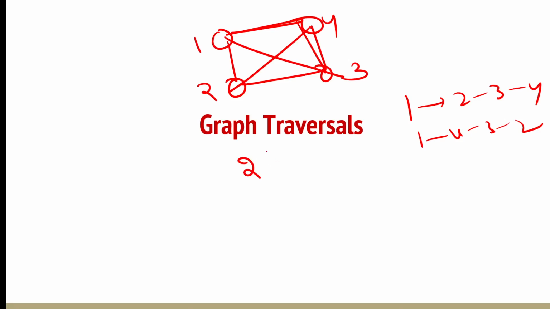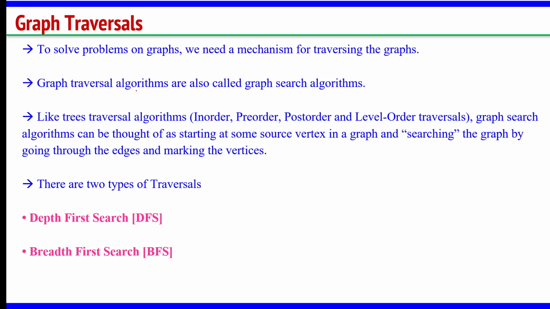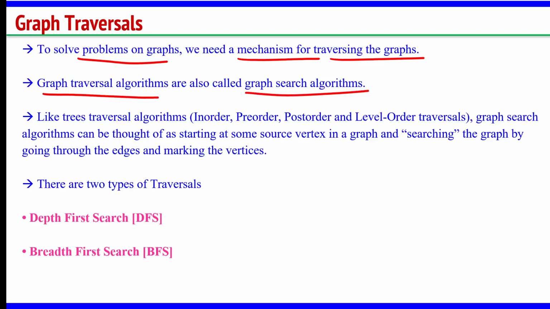So, what are those? Let's study. To solve problems on graph, we need a mechanism for traversing the graphs. Graph traversal algorithms are also called graph search algorithms. Why are we traversing? Because I want to search an element. Only when we need to search an element, we do traversing. Like tree traversal algorithms, these 3, in trees we have these algorithms. Graph also has some sort of algorithms.